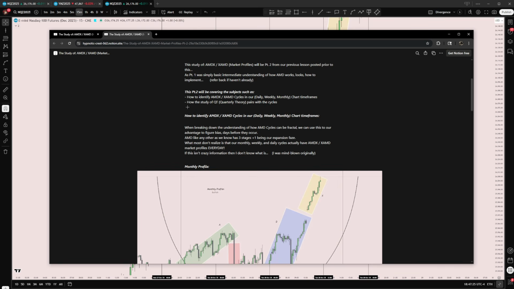AMD, as we know, has 3 stages plus 1, being our expansion phase, right? We have AMDX. What most don't realize is that our monthly, our weekly, and our daily cycles actually have their own individual AMDX and XAMD market profiles every single day. And honestly, guys, I was mind blown originally when I found out this information a long time ago. So if you guys haven't learned this, you are in for a treat. This is crazy information.